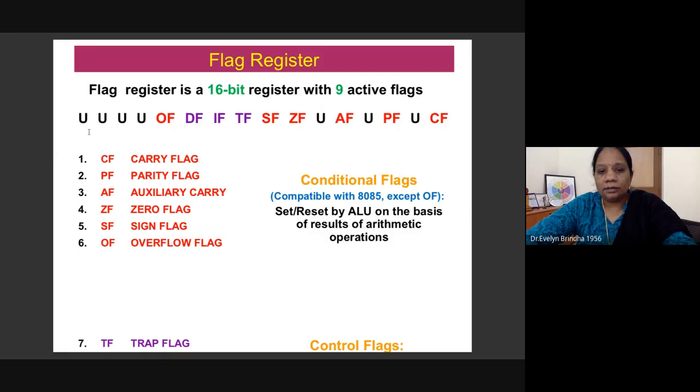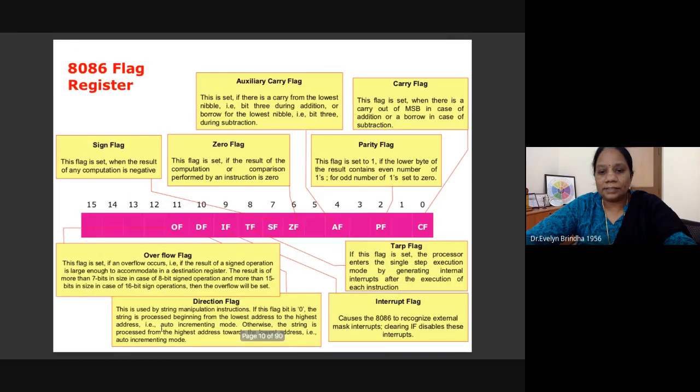So they are the carry flag, parity flag, auxiliary carry, zero flag, sign flag, overflow flag, and trap flag. Okay, there are also some extra flags here. So these are the flags. So here you can see, first is the overflow. OF means overflow flag. Then DF means direction flag.